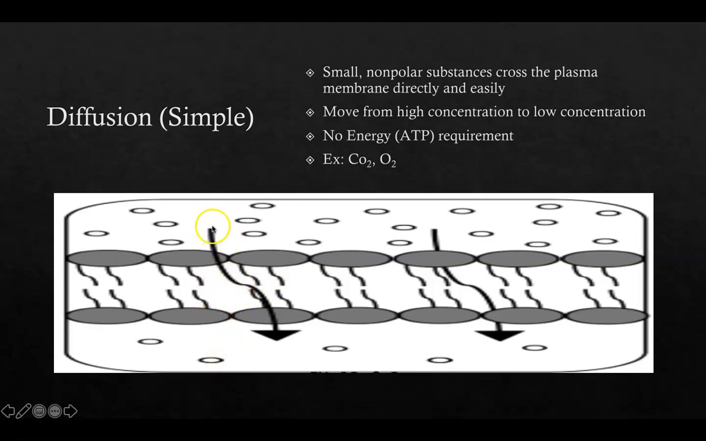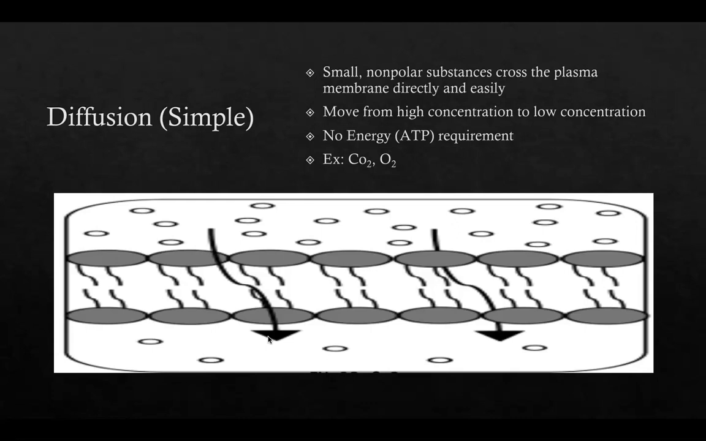So these particles are going to be able to move from a high concentration to a low concentration without the use of energy, but they have to be both small and nonpolar. And substances that can do this can do it quickly. Two great examples of particles that do this would be carbon dioxide and oxygen.